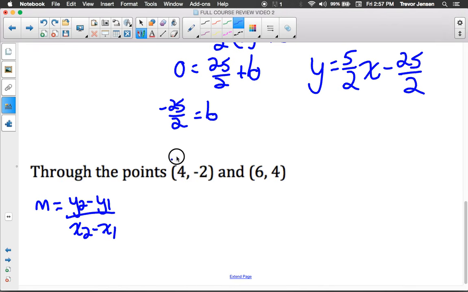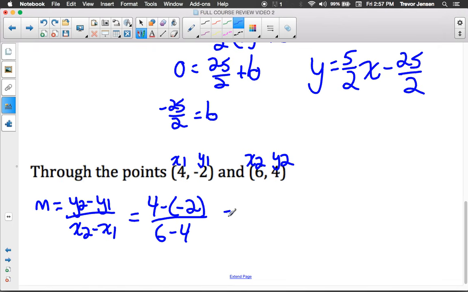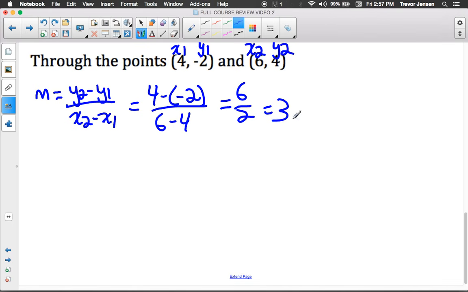So if this is our first point, that's our x1, y1. This is our second point, that's our x2, y2. Plug into our equation. Be careful with your signs. We have to do 4 minus -2 over 6 minus 4. And if we do this, we get 6/2, which is 3. So my slope is 3, so I know m.